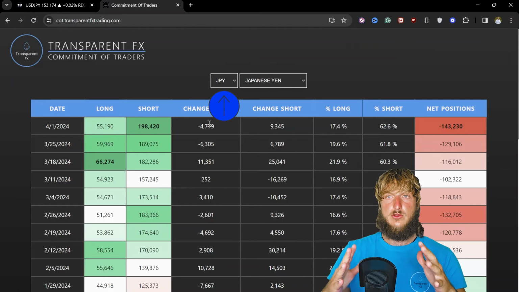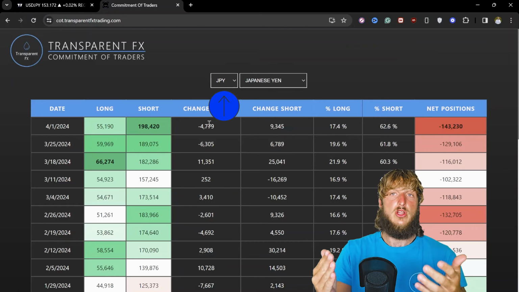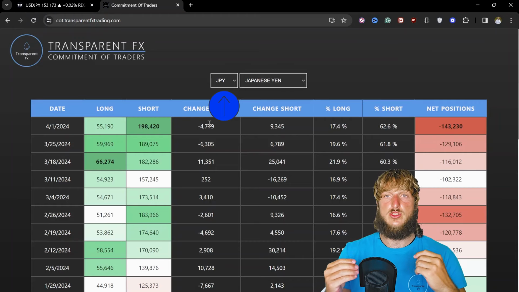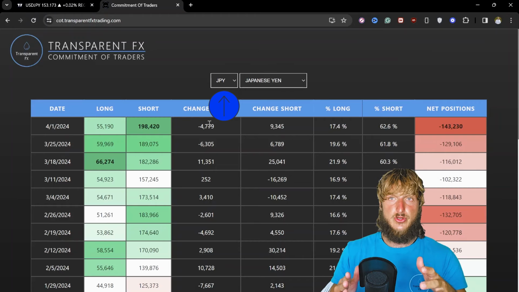Now, if institutions are shorting the JPY, they're actually longing USDJPY because all currencies on the spot are traded against the USD.